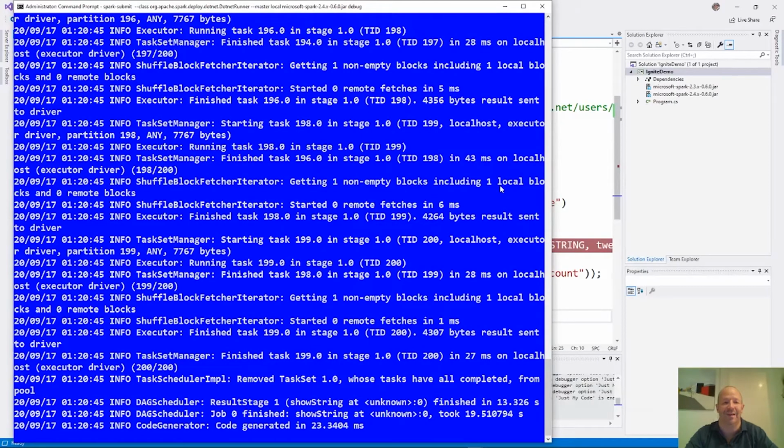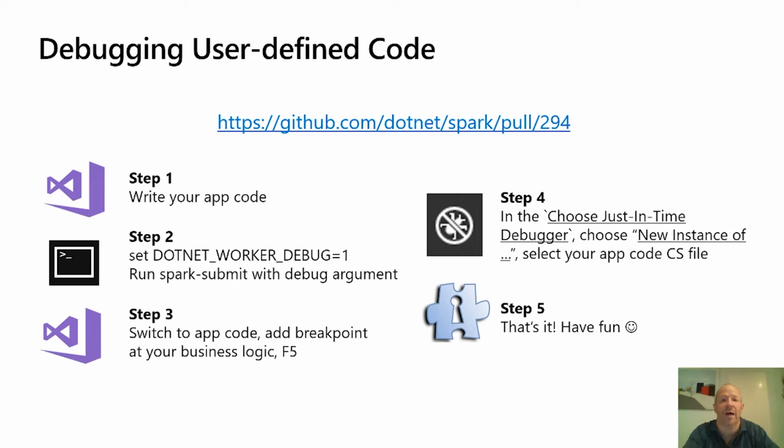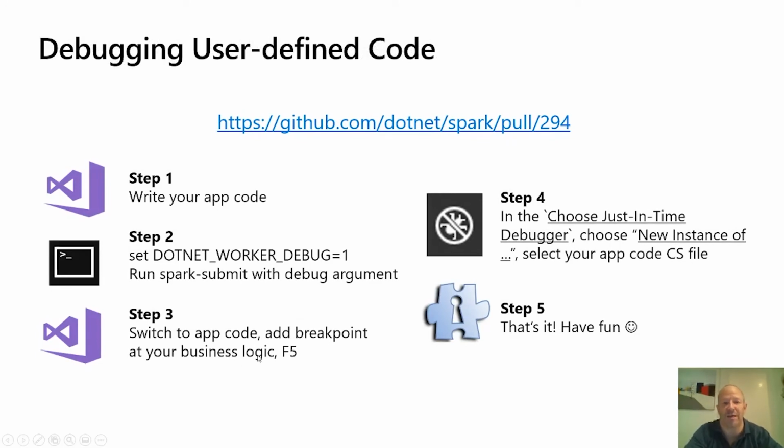And now let's return back to the presentation. So you now have seen how to do local debugging of your user code. Now, user-defined functions is a little bit more complicated, but not by much. In addition to writing your application code like the way that we've done, you have to go and set .NET Worker debug to 1, and then run the Spark submit with the debug argument as we had before. And then you go and set your breakpoint at your business logic and do F5. And then in the choose just-in-time debugger, you have to select your app code CS file to basically find the user-defined code. And that's it.